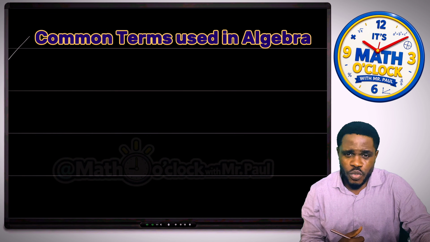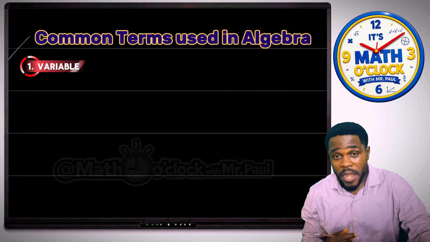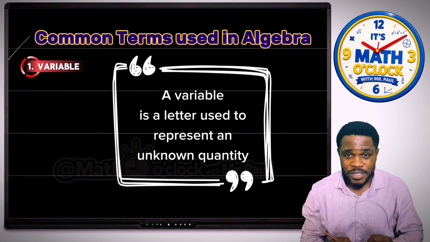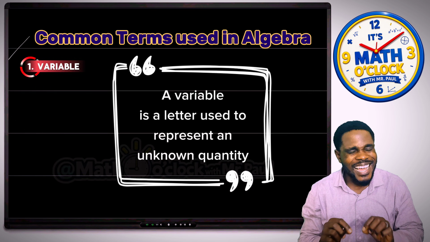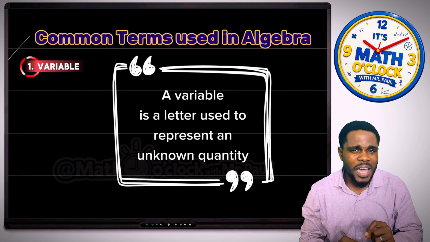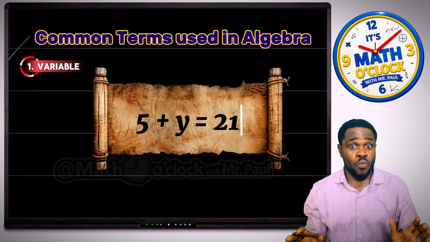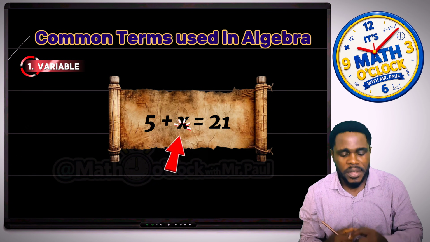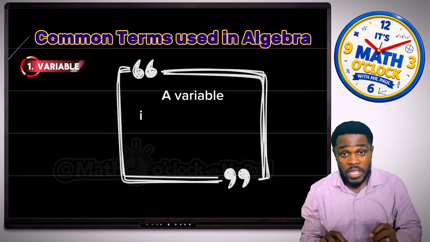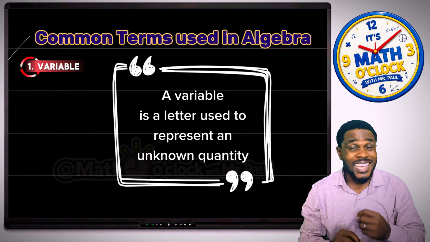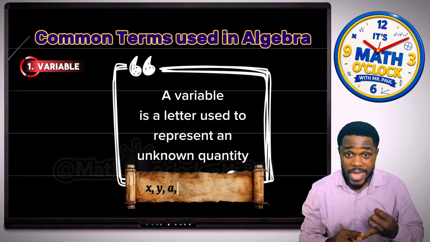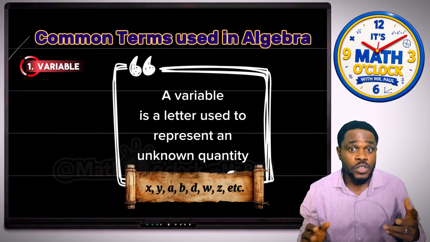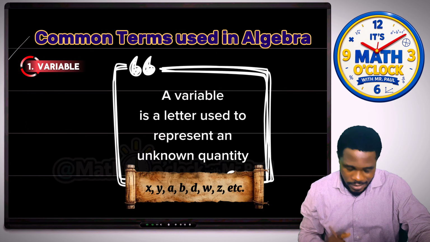Some of the common terms used in algebra include, number 1, a variable. A variable is a letter used to represent an unknown quantity. You remember how I said 5 plus y or 5 plus x is equal to 21? That x is the variable. Okay? A variable is a letter used to represent an unknown quantity. It could be x, it could be y, it could be a, b, d, w, z, etc.